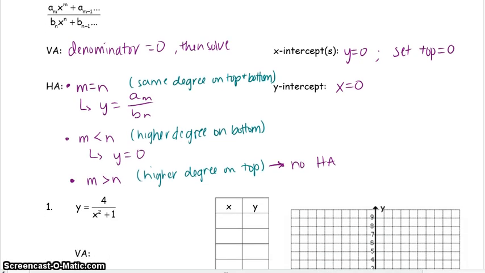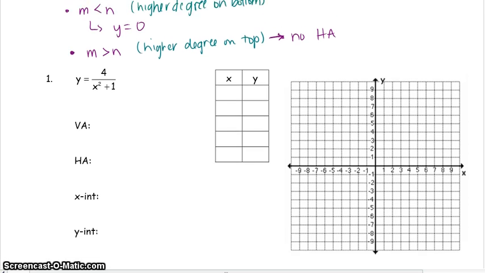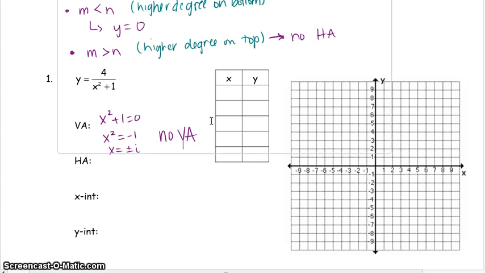Alrighty, so looking at our first problem here, we want to find our vertical asymptote. So if you read what it says above, to find our vertical asymptote, we need to set our denominator equal to 0. So that'll give us x squared plus 1 equals 0. So x squared equals negative 1. But then that gives us an x value of plus or minus i. At this point, since we have an imaginary vertical asymptote, that means that there is no vertical asymptote.